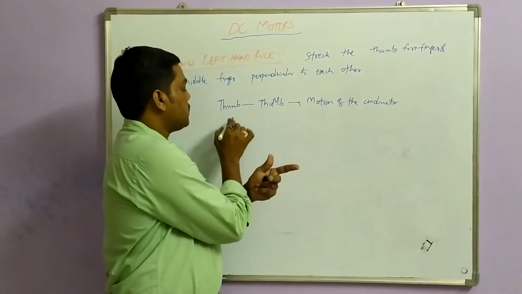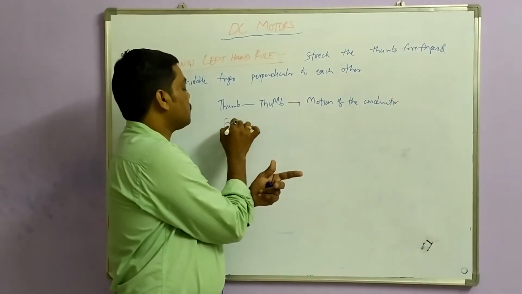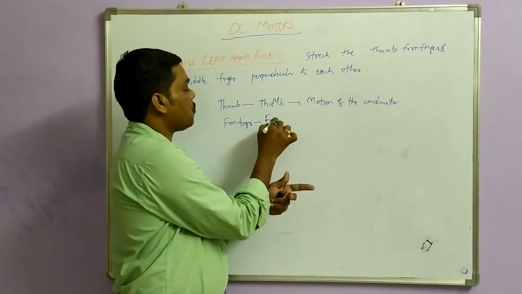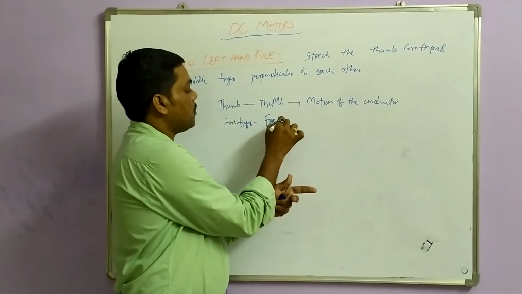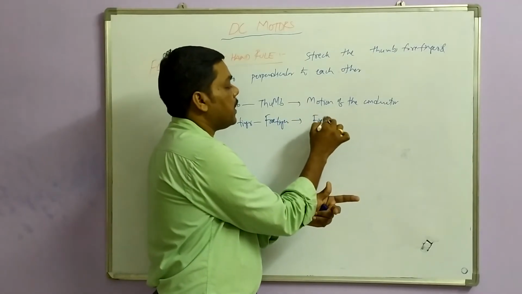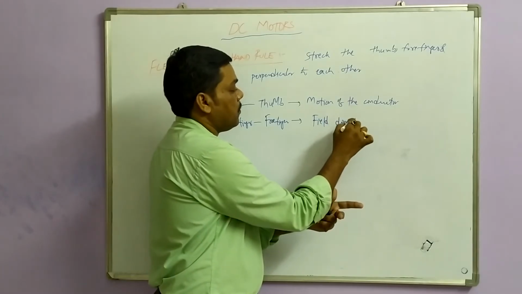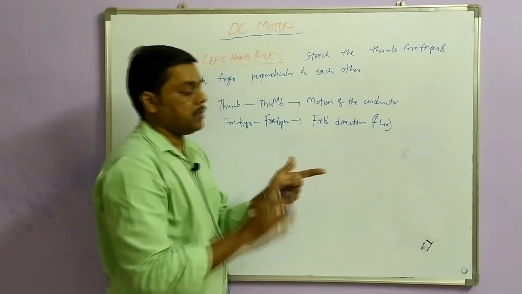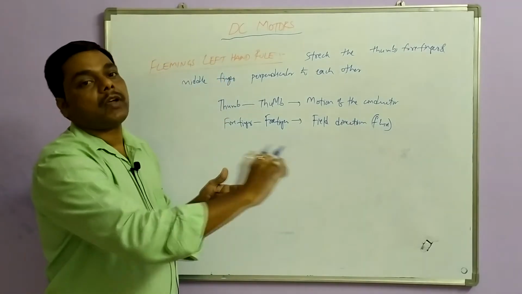Next, the forefinger. This is F. Now this capital F stands for field direction. You can also call it the flux direction, in which direction the flux is moving.